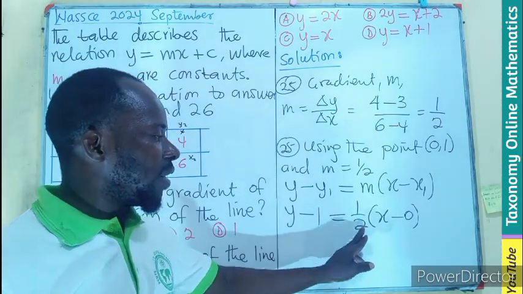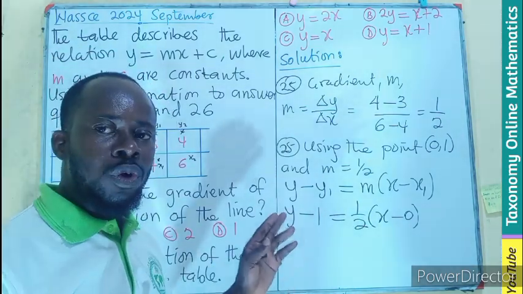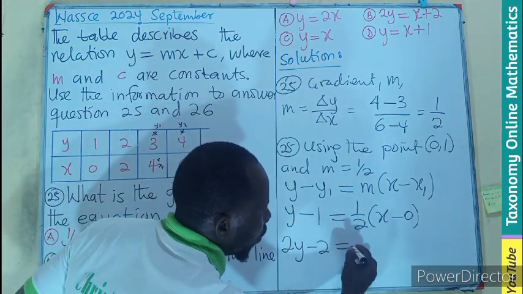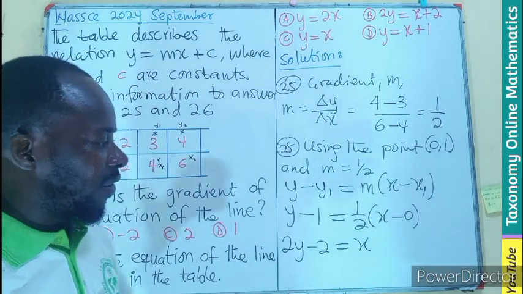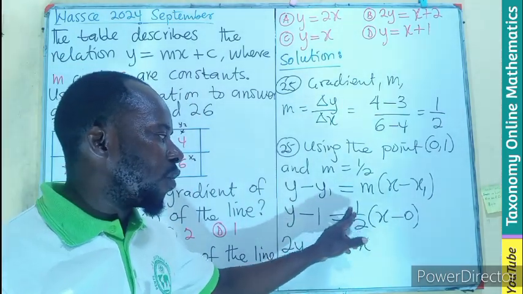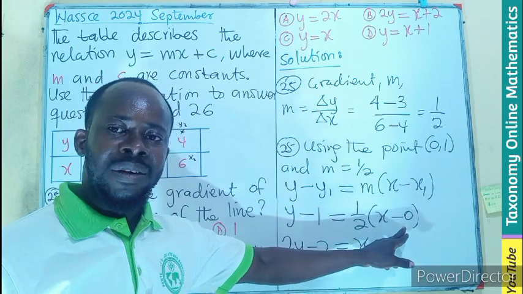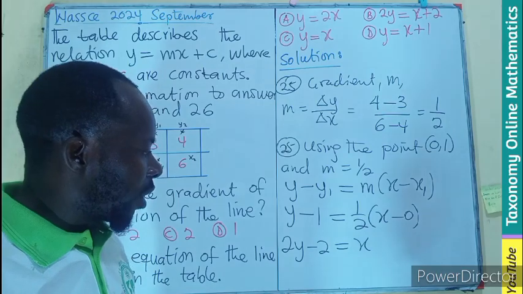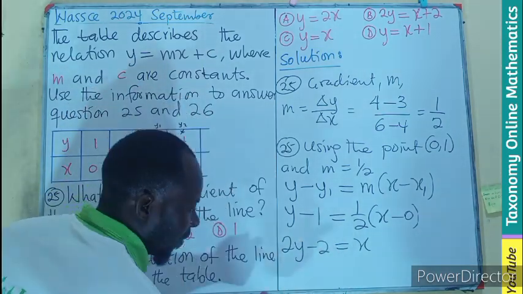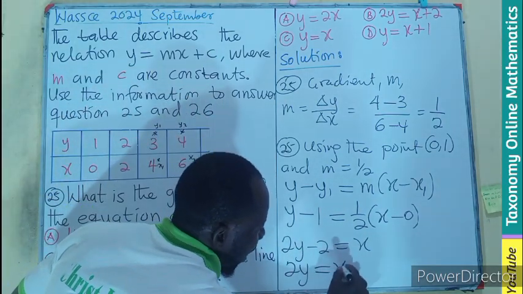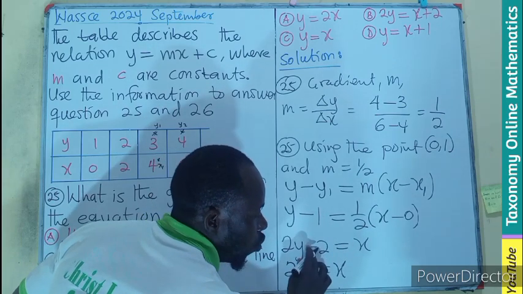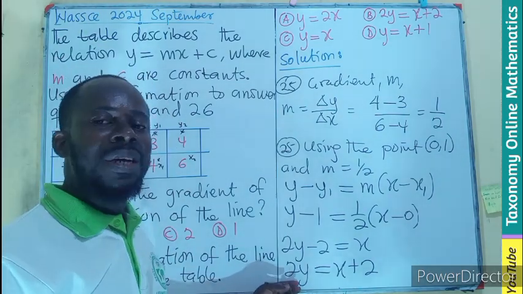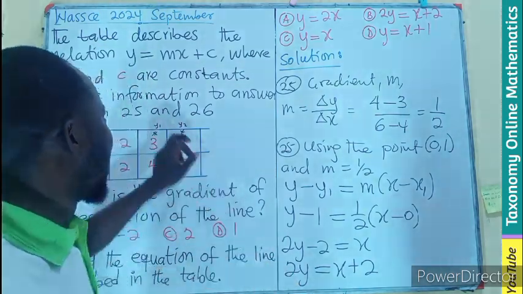In this case, we are going to multiply both sides by 2, since we are having a fraction. So I'll be having 2y minus 2 equals x. Why only x? If you multiply here, you'll be having 1 times x minus 0 times 1, which will all equal x. So we can transpose this to have 2y equals x plus 2, since negative 2 becomes positive 2. The next is to divide by the 2 in order to make y stand alone.